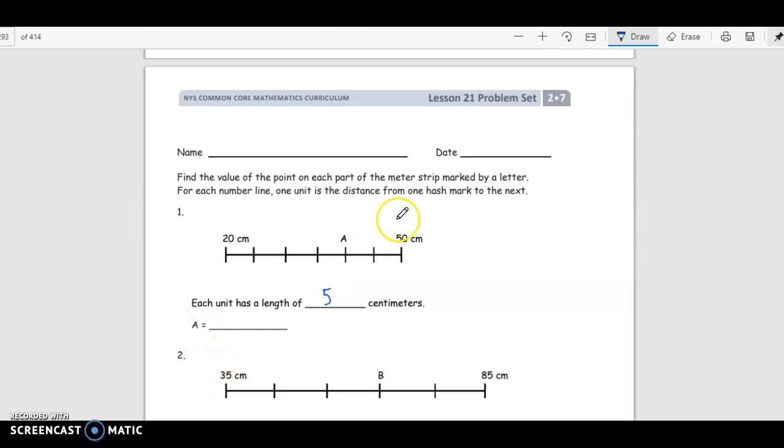Okay, so now it says A, so we need to figure out what A equals. So we'll just count up by fives until we get to A. 20, 25, 30, 35, 40. So A equals 40. Make sure you label it, 40 centimeters.